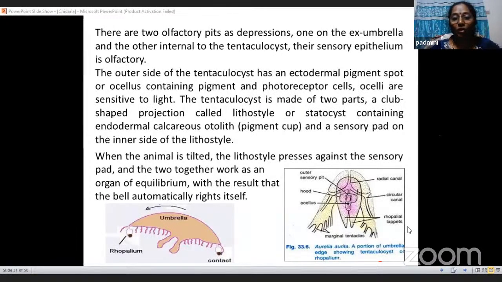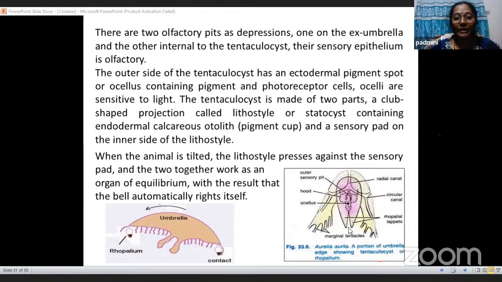The pigment spot or ocellus is a photoreceptor cell. Whenever light is present, the photoreceptor cells signal that the light is coming from over here, so you have to go and swim over there. So it is sensory in action for photoreceptors, which means it is sensitive to light.